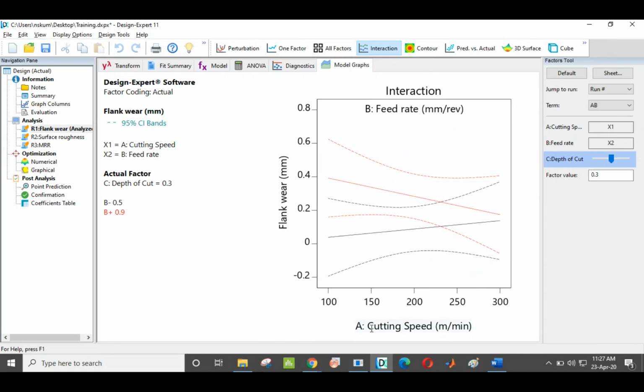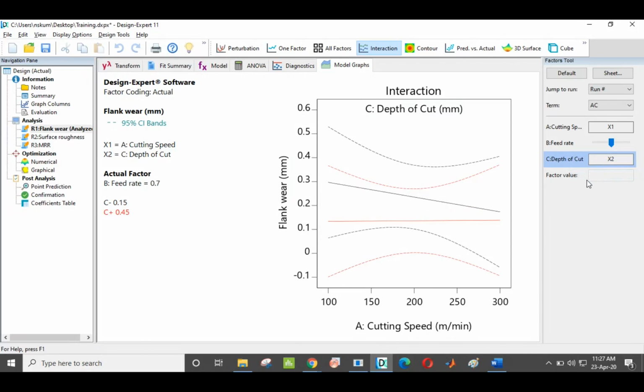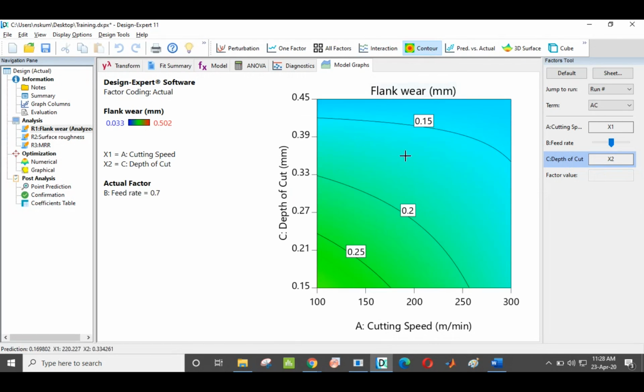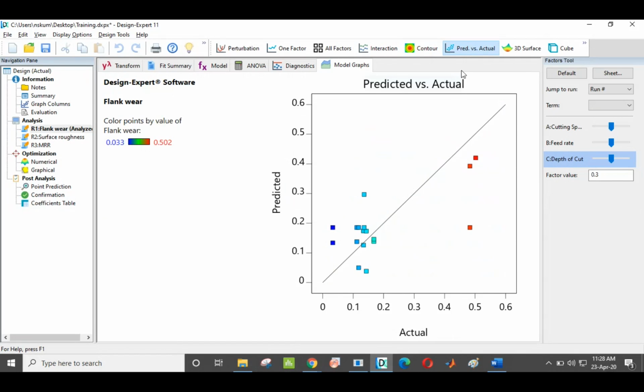Then comes the interaction plot. So the interaction plot is drawn between two inputs. So cutting speed and then flank wear for feed rate. B is feed rate for flank wear. So this I can change. So what is the interaction effect? Similarly, I can change this also. Then the contour plot, this we have seen. Then predicted versus actual that we have seen earlier.